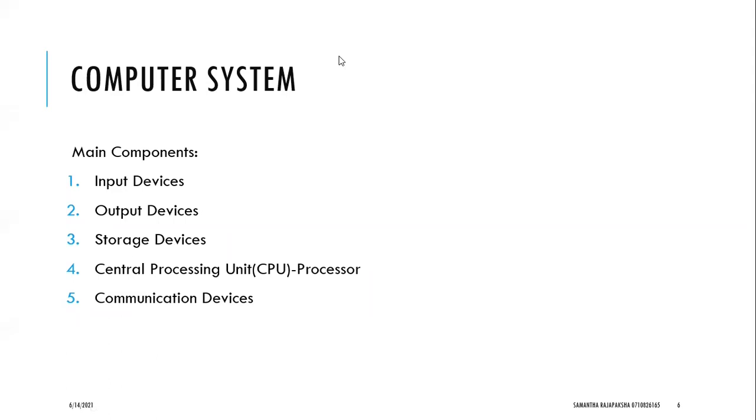So when you take the computer system, these are the main components. We have some input devices, output devices, storage devices, and the CPU, or what we call the processor, and the communication devices. So these are the main parts of the computer system.